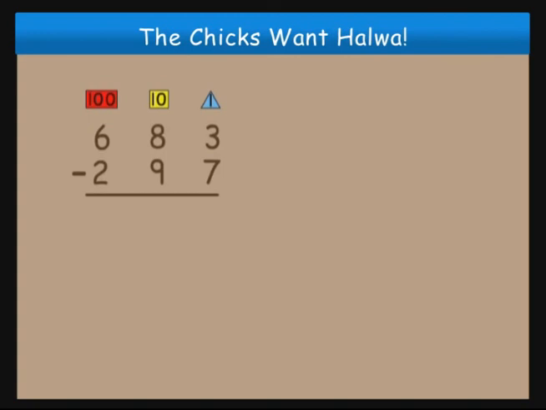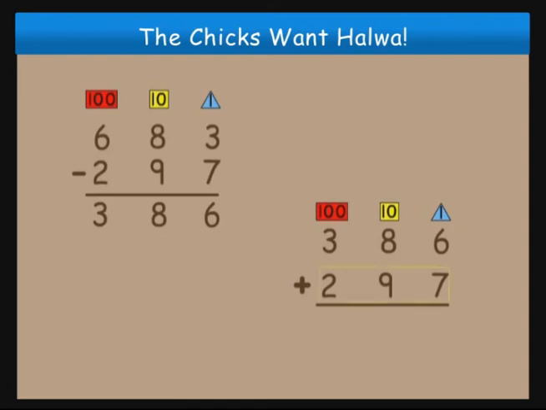683 minus 297 is equal to 386. 386 plus 297 is equal to 683.